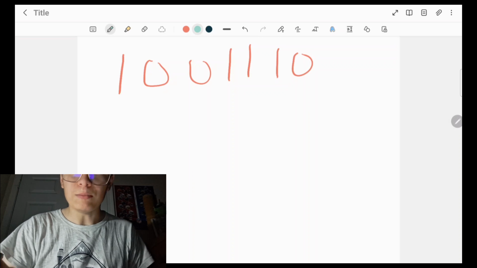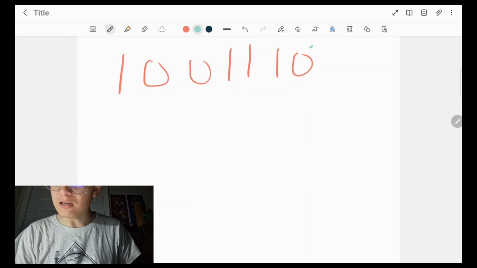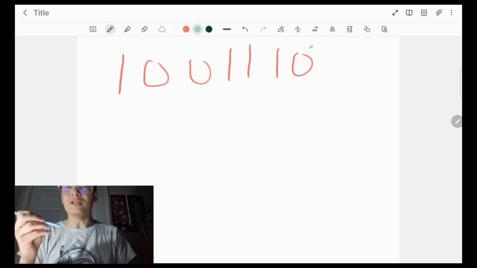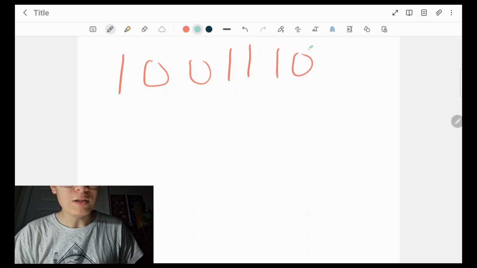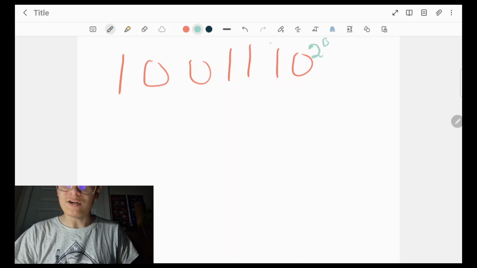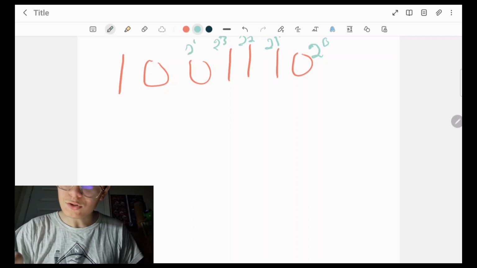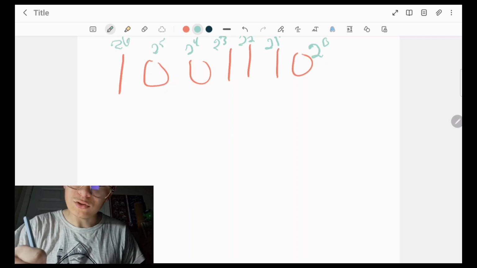Okay, I'm going to use light blue to do the exponents. So always start from the right and work your way to the left. The first one will be always 2 to 0, because you're converting. 2 to 1, 2 to 2, 2 to the third, 2 to the fourth, 2 to the fifth, and 2 to the sixth.